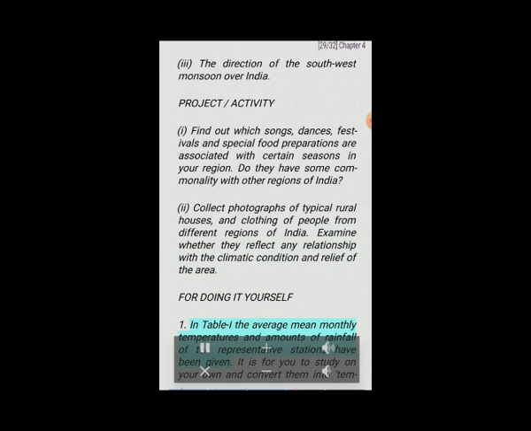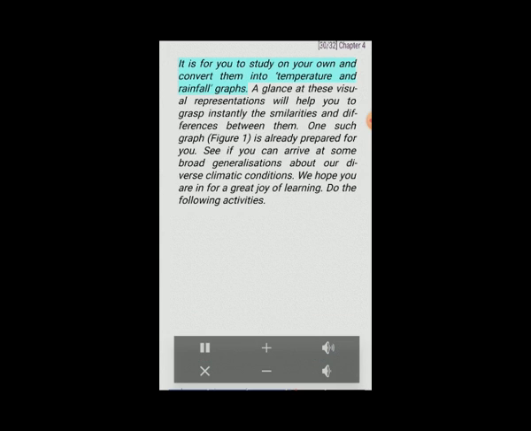For doing it yourself. 1. In Table I, the average mean monthly temperatures and amounts of rainfall of 10 representative stations have been given. It is for you to study on your own and convert them into temperature and rainfall graphs. A glance at these visual representations will help you to grasp instantly the similarities and differences between them.